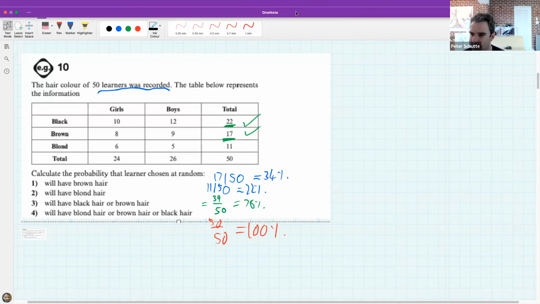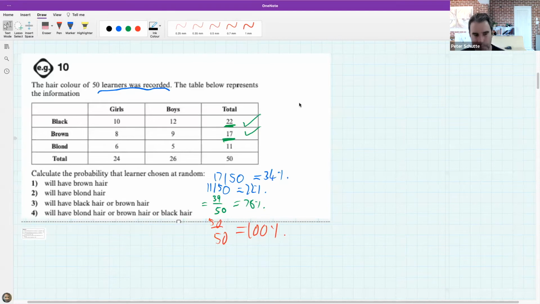Okay, give me a thumbs up if you're feeling a bit better about tables. Give me a thumbs down if you still feel a little bit unsure about reading data in a table. Just want a quick little check-in with the people of the room.